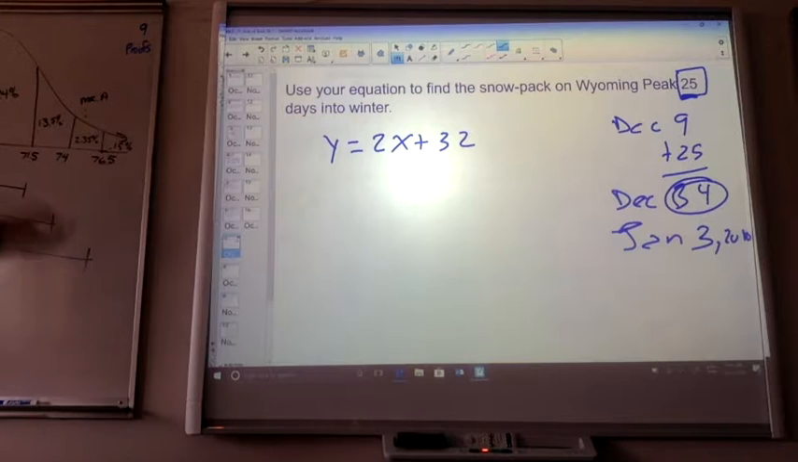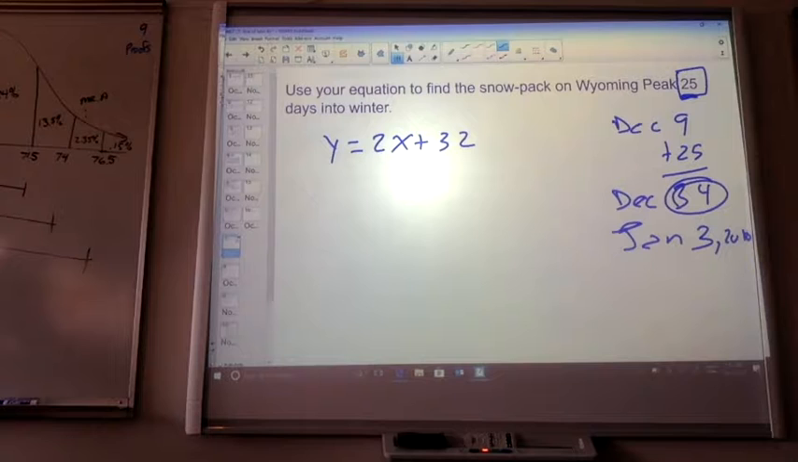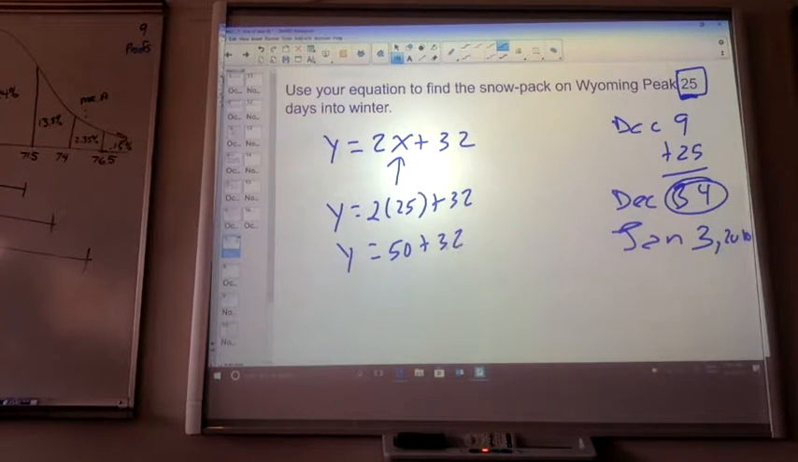Should it go in for the x or the y component? The x, because we know the x represents what? The days. Good. The time in days. So I'm going to take this 25 and plug it in right here. So y equals 2 times 25 plus 32. So y equals 50 plus 32. So y is equal to 82 inches of snow. So 25 days after the winter solstice, we now have 82 inches of snow.